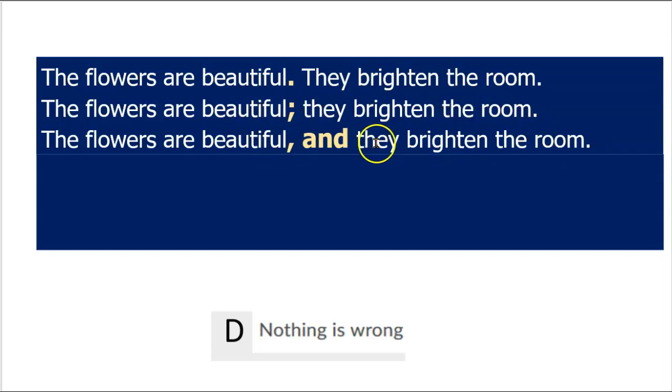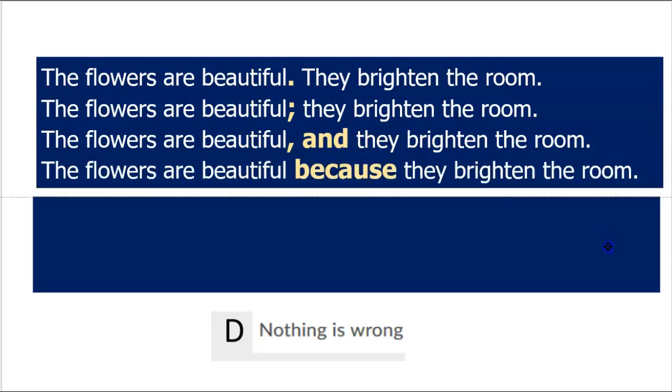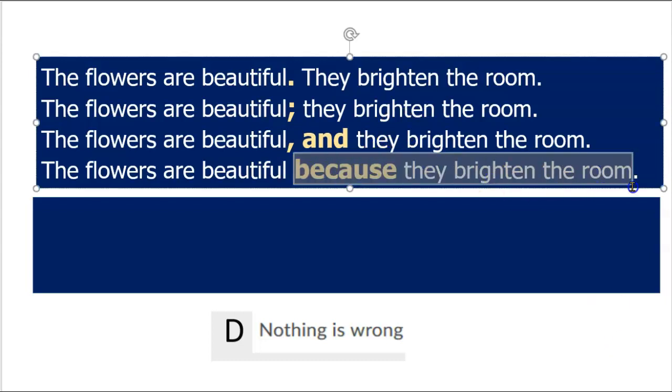Either one of these is a perfectly legitimate way to separate those two sentences. Now here's another way to separate them, but we no longer have a compound sentence. The flowers are beautiful because they brighten the room. This "because" is turning the second half into something that is no longer an independent thought. "Because they brighten the room" cannot be by itself. It cannot stand on its own. Therefore, this is no longer a compound sentence. It's what we call a complex sentence.